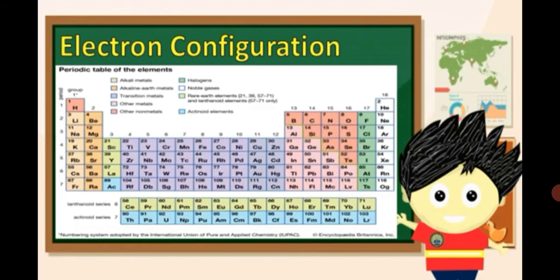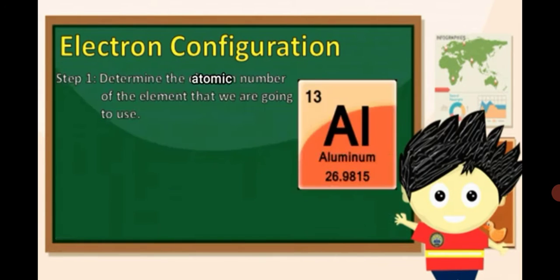Siyempre, mas maganda na ang gagamitin nating version ng periodic table ay yung updated na kung saan fully filled na ang bawat blocks nito. Batay sa ating illustration, ano ang atomic number ng element na aluminum? Tama. Ito ay may atomic number na 13. Matapos nating malaman ang atomic number ng element gamit ang periodic table, mag-proceed tayo sa susunod na step.